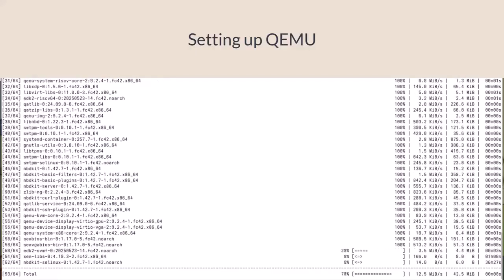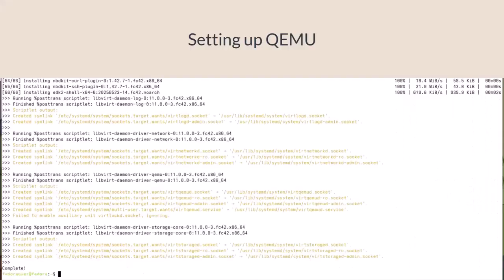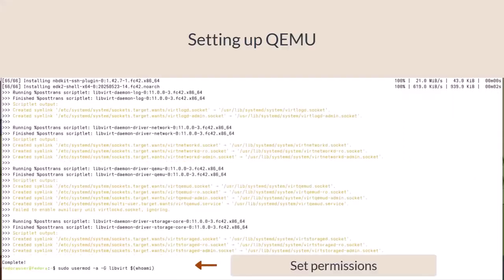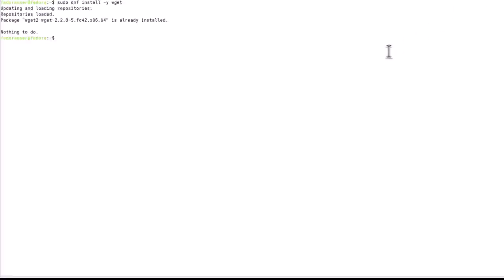After installation, set the current user's group membership as shown and write information to the configuration file. Finally, reboot the system. Once the system is rebooted, the virtual machine can be created.